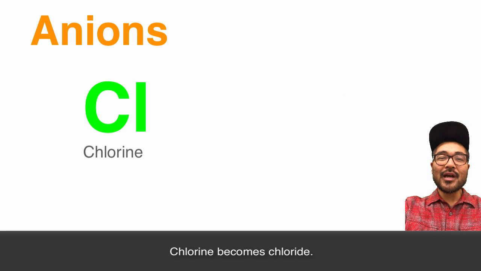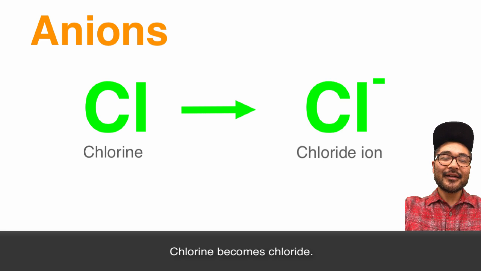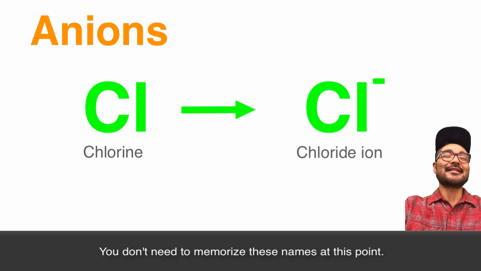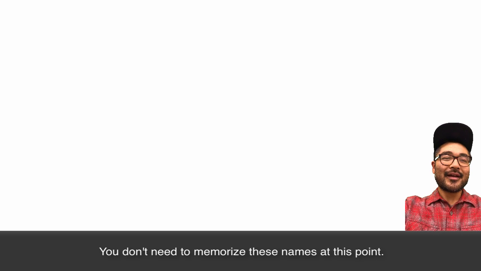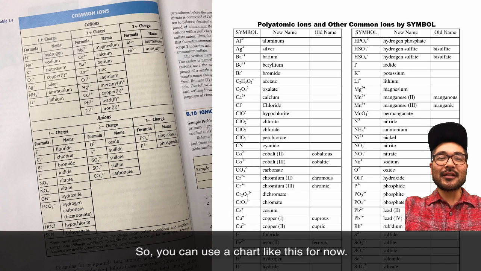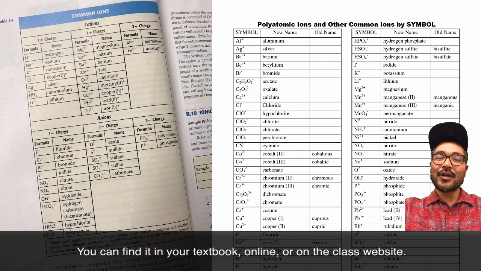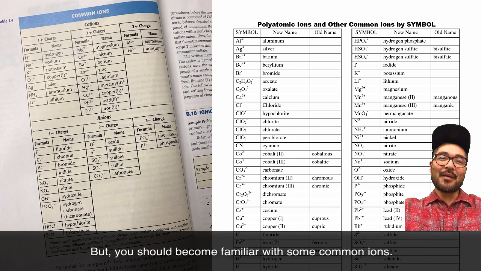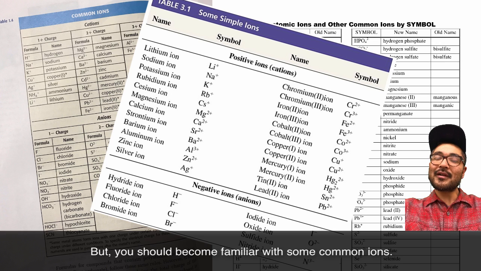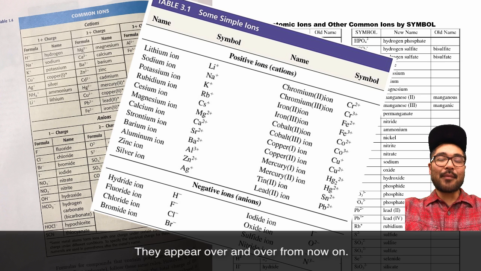Chlorine becomes chloride. You don't need to memorize these names at this point, so you can use a chart like this for now. You can find it in your textbook or online on the class website, but you should become familiar with some common ions. They appear over and over from now on.